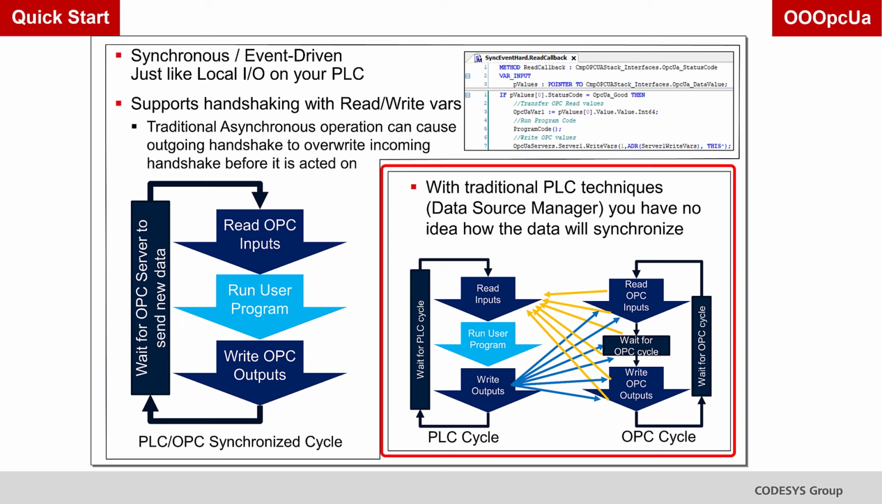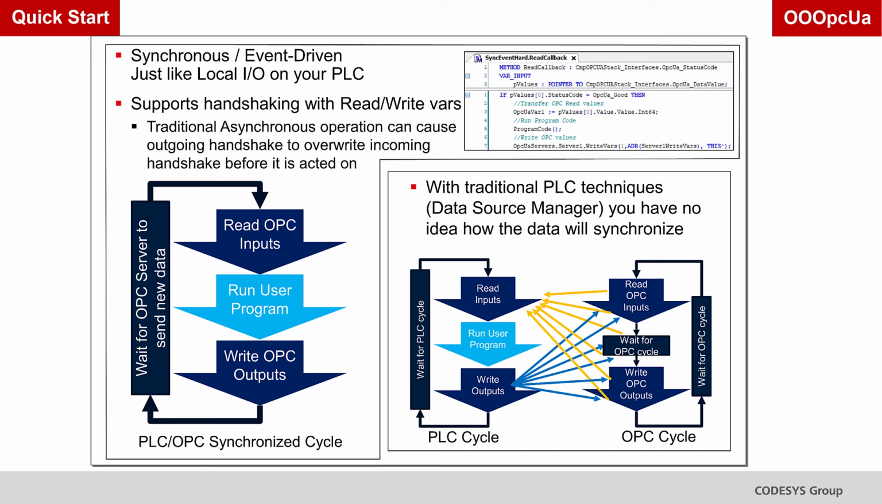In traditional OPC, you have no idea when the data is actually being read or written. This can be a big problem with asynchronous tools like the Data Source Manager, because you never know exactly when your write data is going to be written. You have two different processes running at their own rate. The OPC cycle is completely random to your program cycle. You could write your handshaking out too late to make the OPC write cycle. Then your OPC read cycle comes back in and overwrites your handshake.